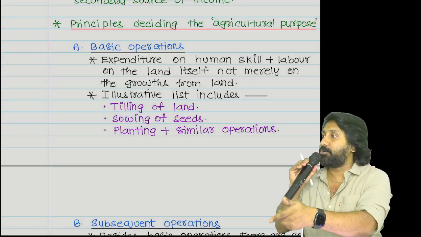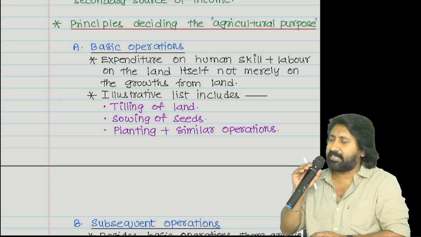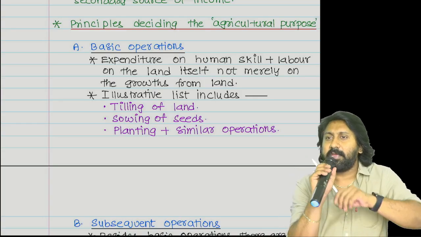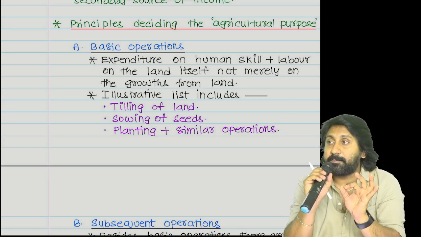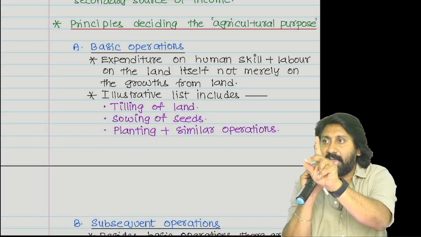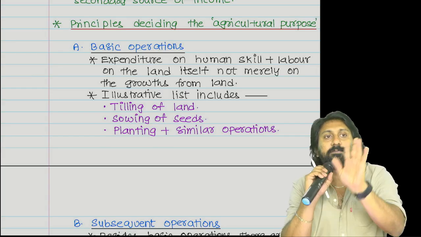So what purpose should I use? Bad response. Start again. Lunch break after that, dangerous time, I know. Start again. Tell me, what purposes? Agricultural purpose means two important operations we should carry on. Number 1, basic operation. Number 2, subsequent operations.